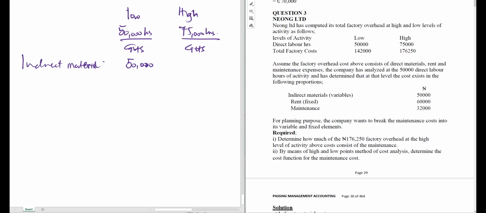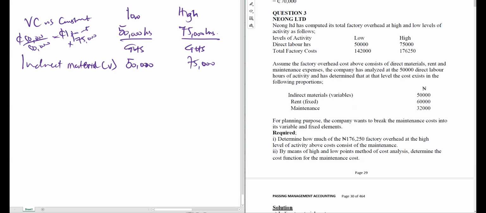Okay. And we know this is variable. That means at the high level, it's going to be what? Variable cost per unit is constant. Do you know that? Yes, sir. So how do we get for the 75,000? We just take the 50,000 and divide by the 50,000, right? That means it's 1 cedi per unit. So we just multiply by the 75,000 and we will get for this level. That means that one will be 75,000. True or false? True.